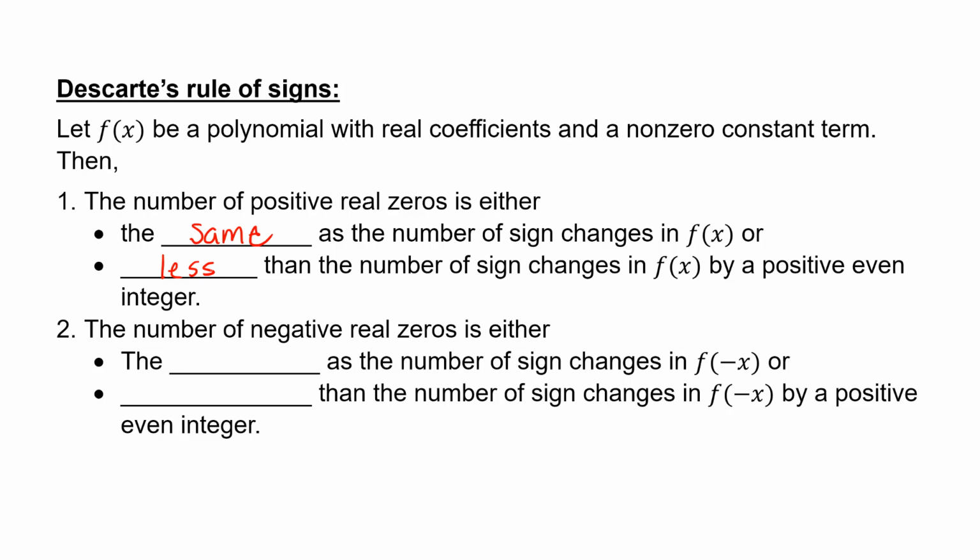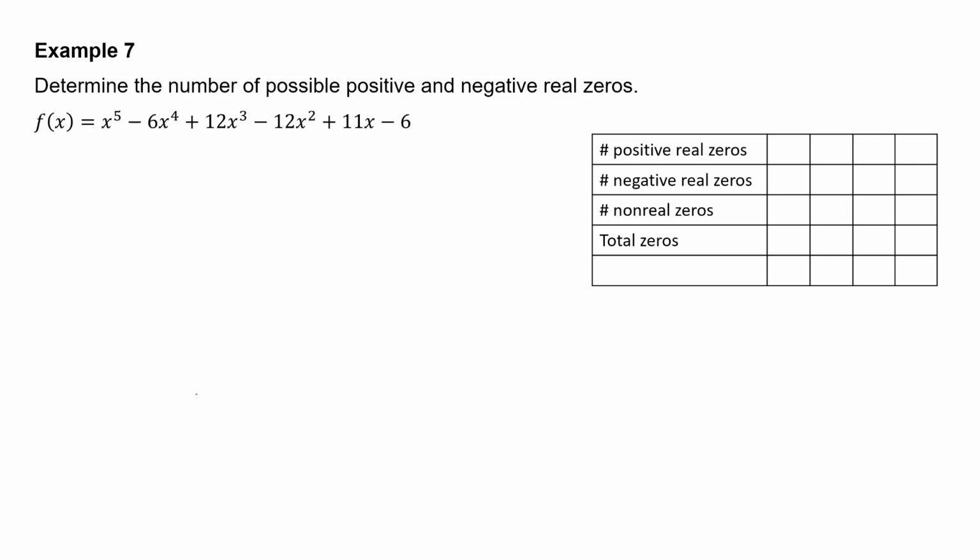Strangely enough, this is true. That will tell you the number of positive real zeros that this function has. The number of negative real zeros is going to be the same as the number of sign changes in f of negative x, or less than that by a positive even integer. All right, so determine the number of possible positive and negative real zeros for this function.